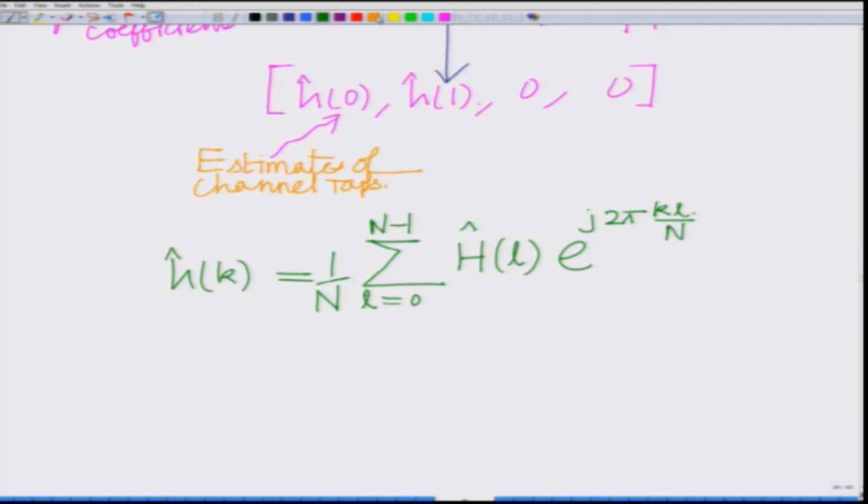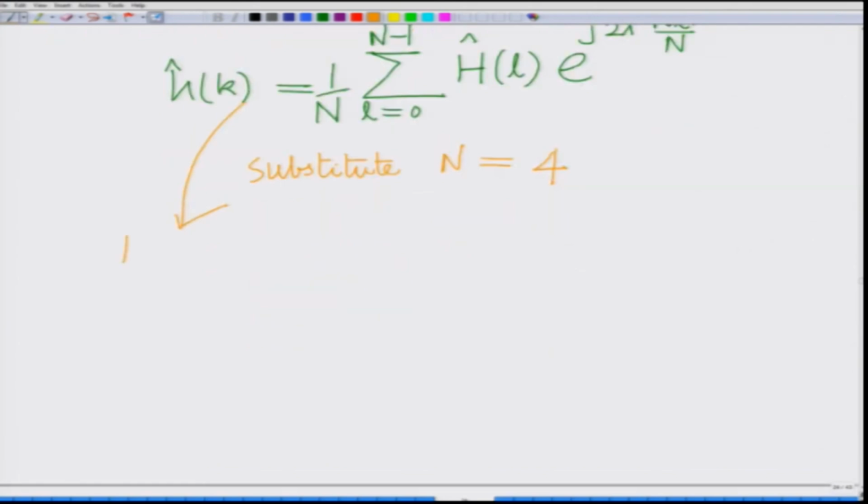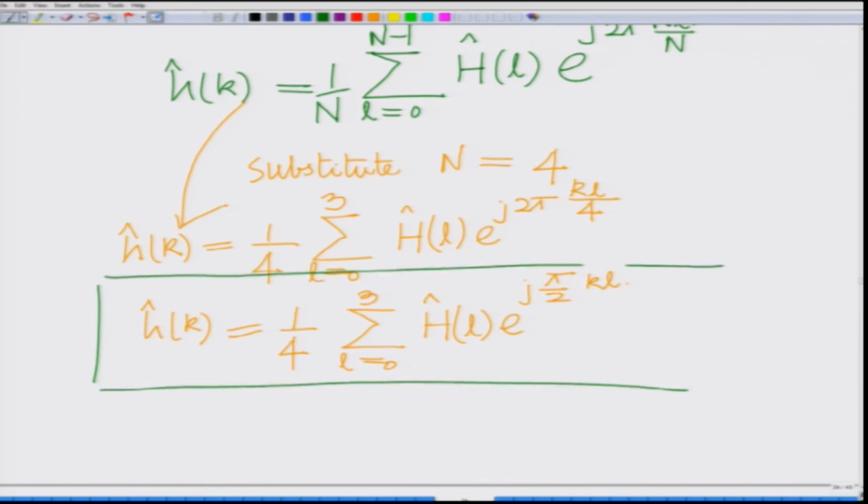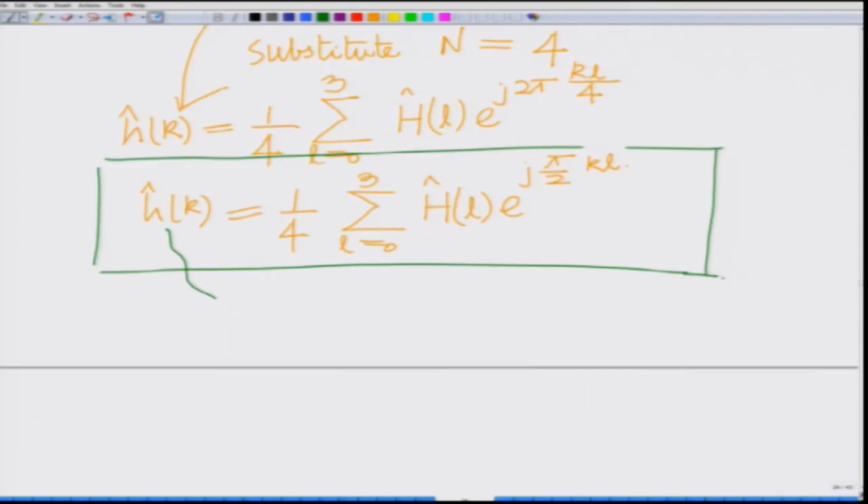Now here I am going to substitute n equal to 4, which means what I have is h hat of k equals 1 over 4, sum over L equal to 0 to 3, of H hat of L e power j 2 pi k L divided by 4, which is basically 1 over 4, sum over L equal to 0 to 3, of h hat of L e power j pi by 2 k times L. This is the expression for the estimate of the kth channel tap.